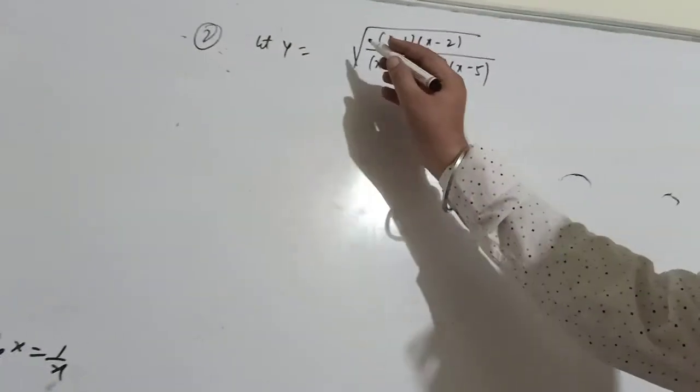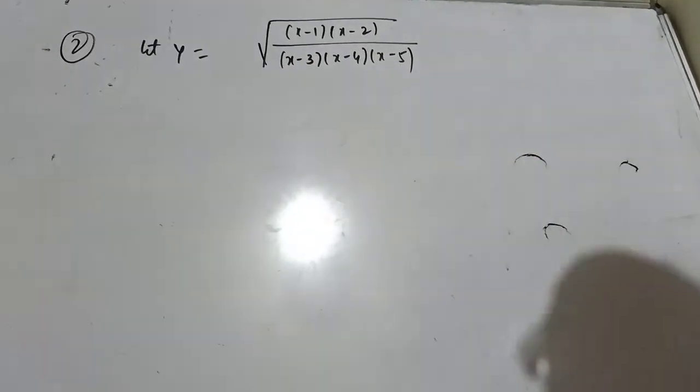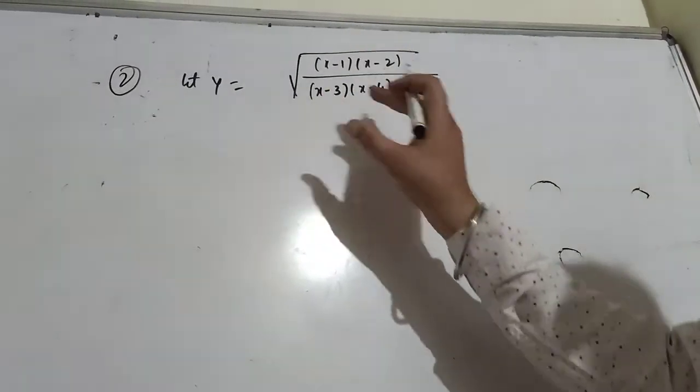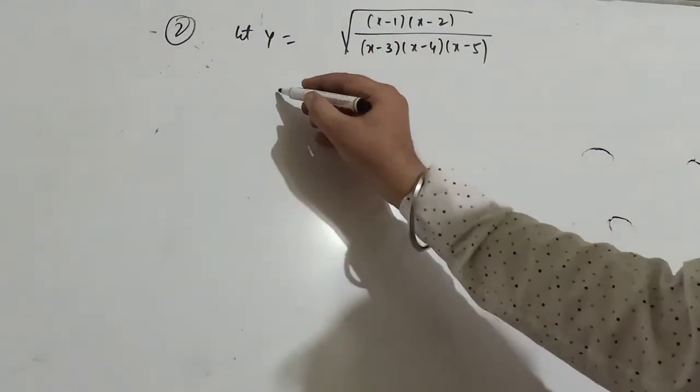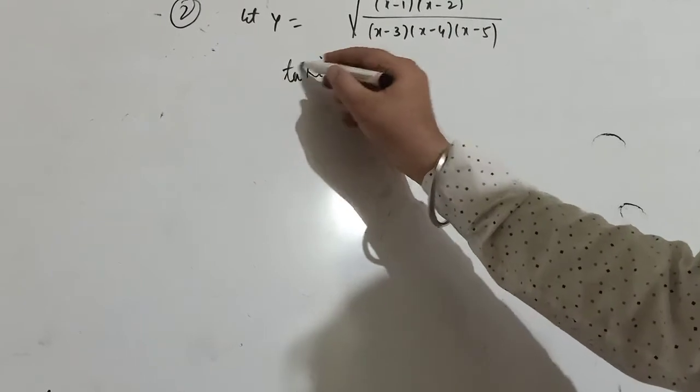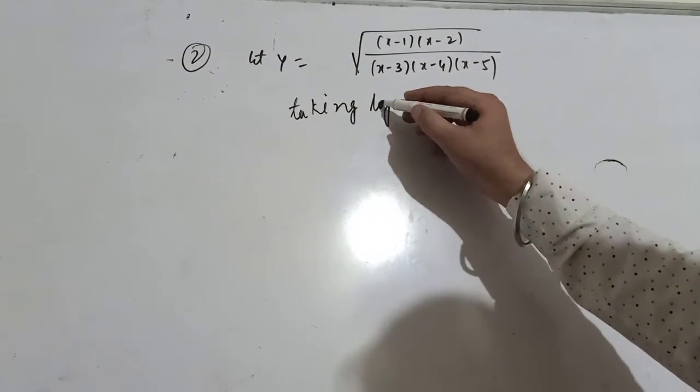Like question number 2, we are getting y equal to the whole root of (x minus 1)(x minus 2) upon (x minus 3)(x minus 4)(x minus 5). This is also a typical form. If we use log, this will become the simplest form. Taking log on both the sides.